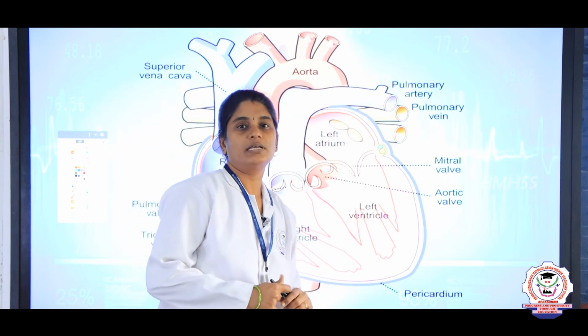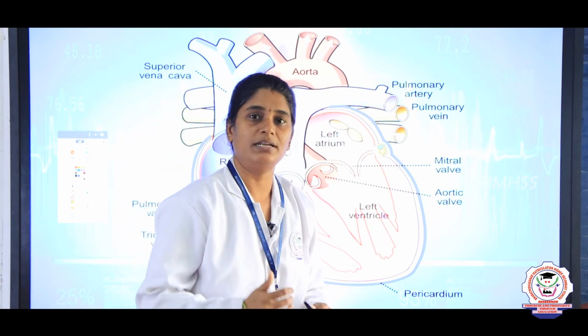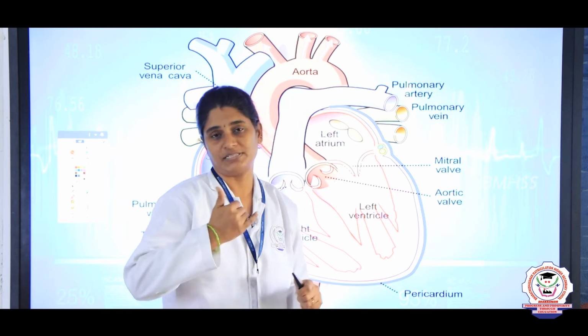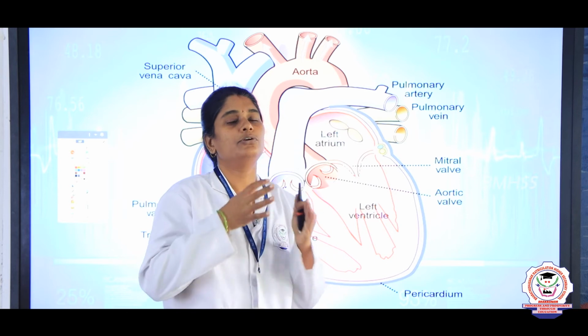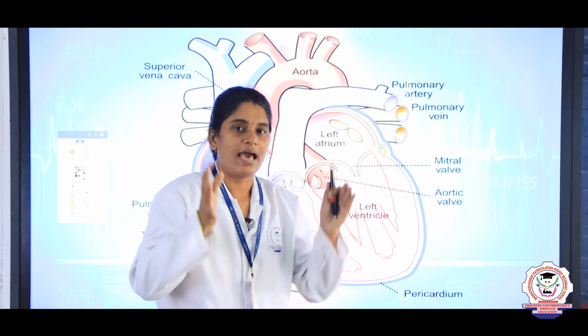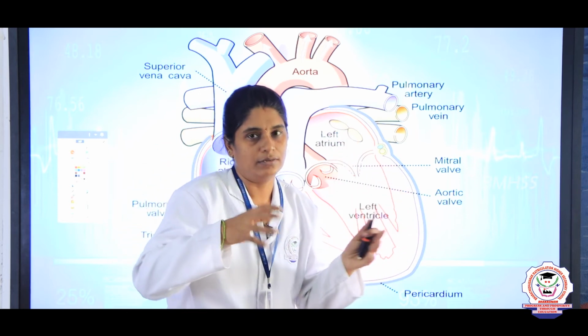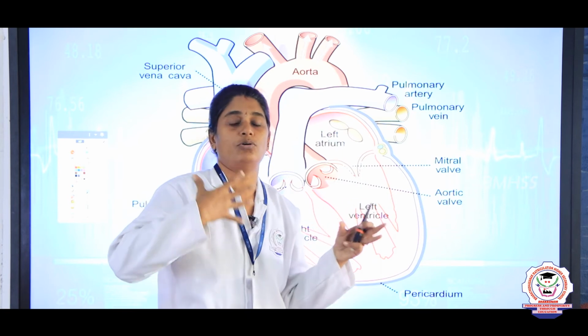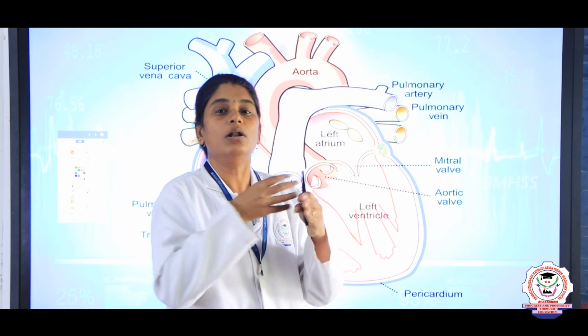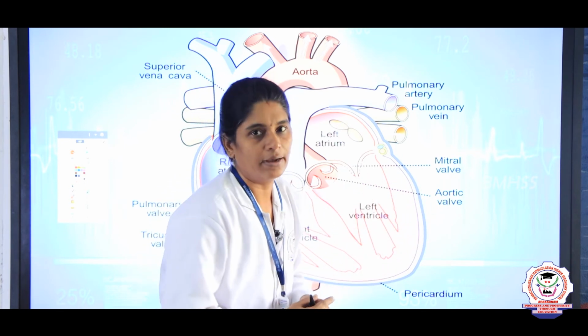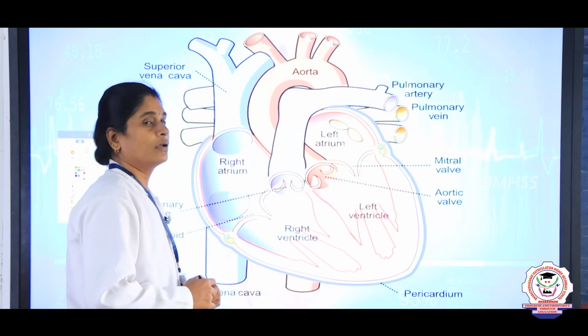So, the aorta is the largest blood vessel present in our body. Through the aorta, the oxygenated blood is sent to all the parts of the body. Thereby the blood carries the nutrients and the oxygen to all the cells in our body, right. So, this is the function of the heart.